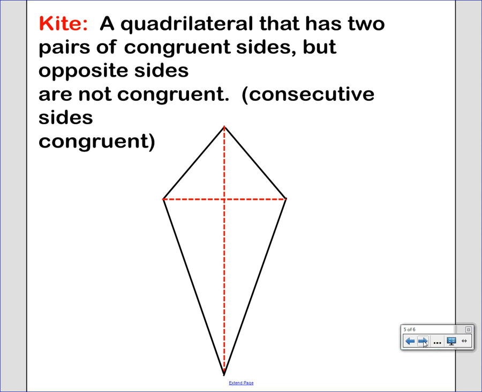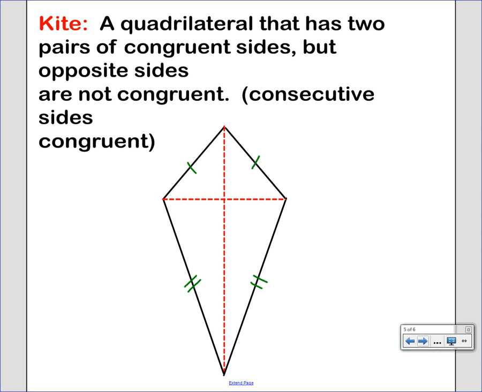A kite is a quadrilateral that has two pairs of congruent sides, but opposite sides are not congruent. Consecutive sides are congruent. This definition is actually not one of the formal definitions in our book. It's in one of the examples of our book, one of the homework problems you're going to have. So the consecutive sides are congruent. Those top two sides, those two sides.